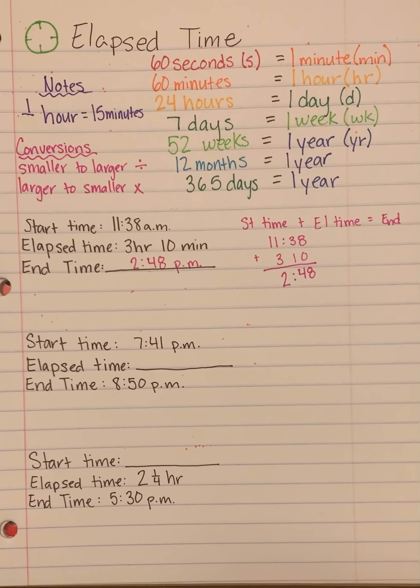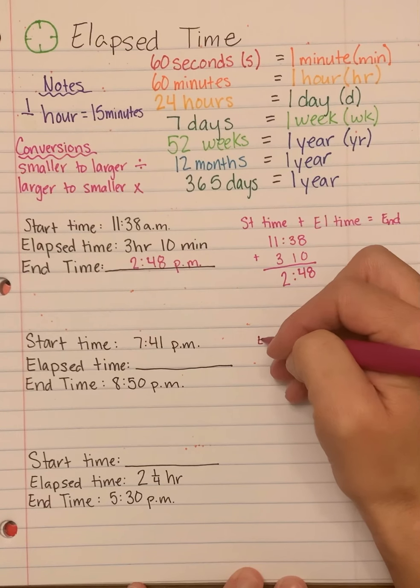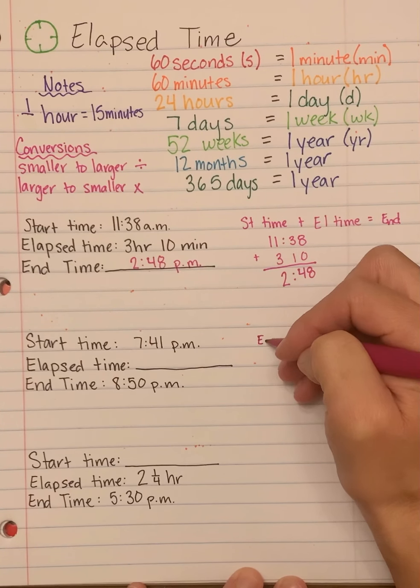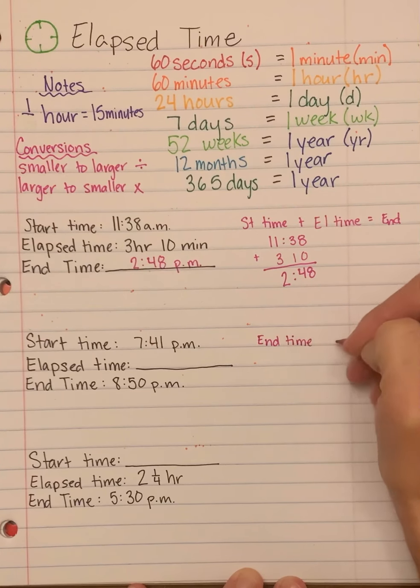So the next problem we're going to do is going to be a start time of 7:41 PM. We don't know what the elapsed time is, but our end time is 8:50. So in order to figure out how much time has passed in this, what we're actually going to do is take our elapsed time, or I'm sorry, end time, and subtract our start time.